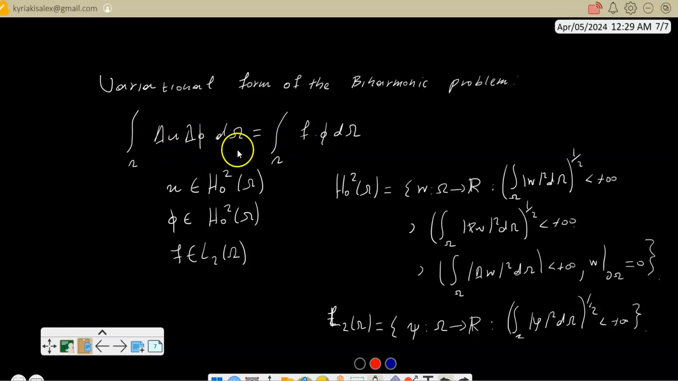I have prepared a previous video that is available for the Laplace problem. When you have the Dirichlet functional, you can obtain the weak form, but there, instead of the Laplacian operator, you have just the gradient of u times gradient of the test function. Here I have the Laplacian of u, Laplacian of phi. And at the right hand side, I just have this linear functional of f, the integral over omega of the function f times phi.